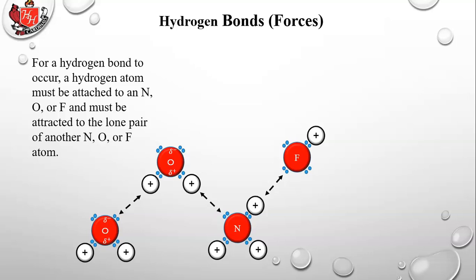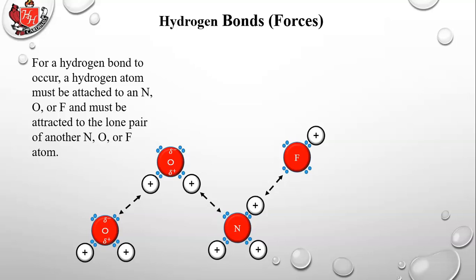Finally, the molecule on the top right, that's hydrofluoric acid, 1 hydrogen, 1 fluorine, and you can see that the proton of the ammonia molecule is being attracted to the lone pair of the HF molecule. So they can mix and match, in other words. So it has to be a central atom of nitrogen, oxygen, or fluorine, and it must be a hydrogen attracted to the lone pair of another.